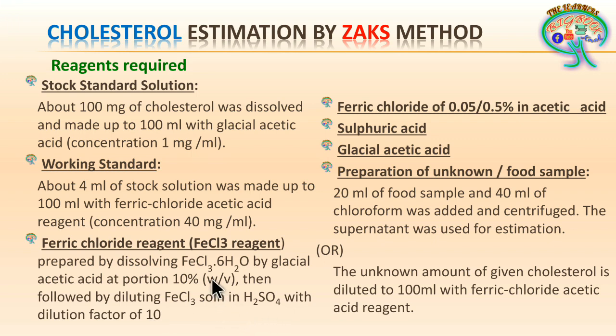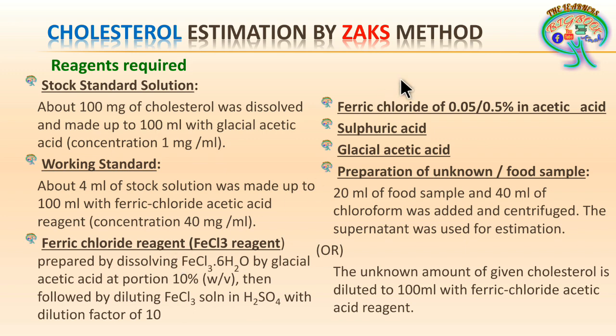Now here, for example, we have made the combination of ferric chloride and glacial acetic acid for 10 ml. Then it has to be made up to 100 ml. So this is the complete reagent where all the chemicals have been poured.